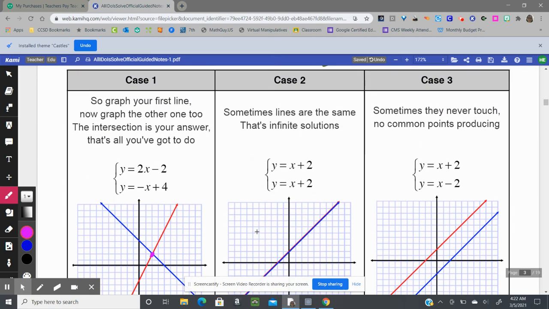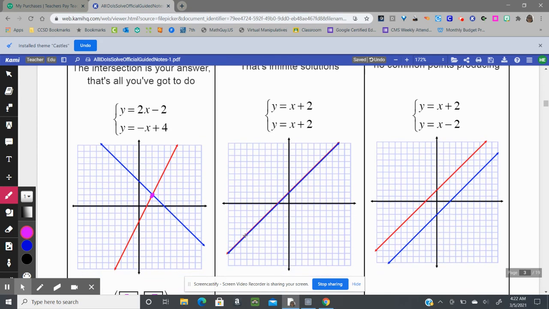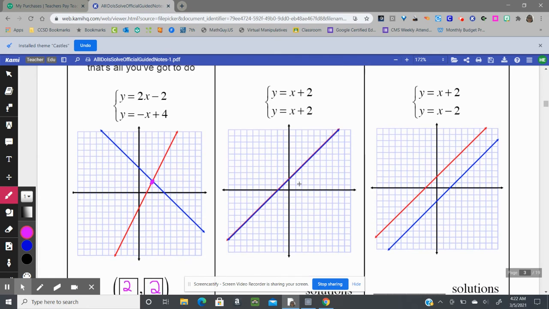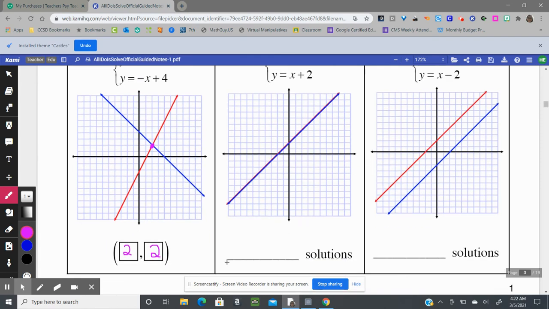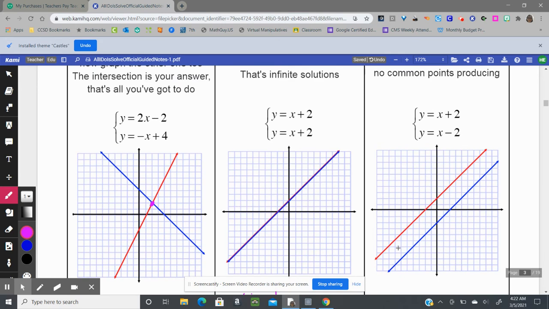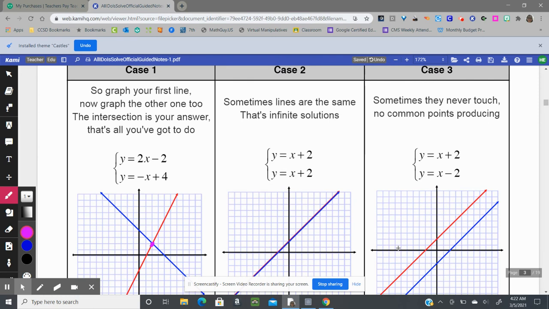All right, this one. Sometimes the lines are the same. That's infinite solutions. If it's the same line, the red one is graphed here, and so is the blue one. They're graphed right on top of each other. So every single ordered pair, including all those fractions and decimals, is true. Whatever we put for this, we can put in for this, and it's true. So we have infinitely many solutions, or infinite solutions. Did I spell that right? Yes, beautiful.